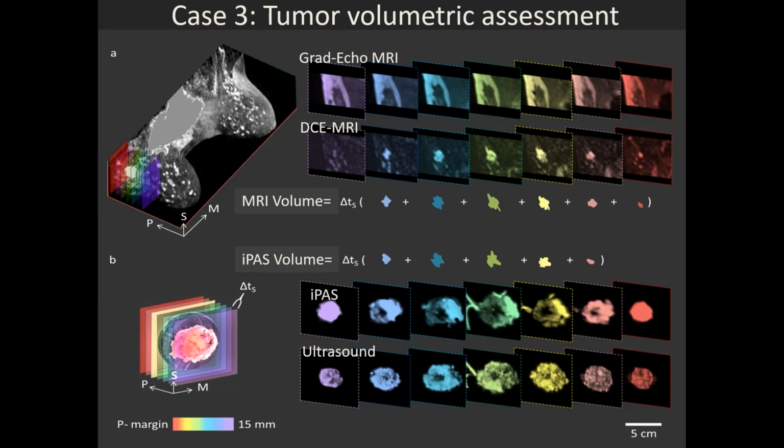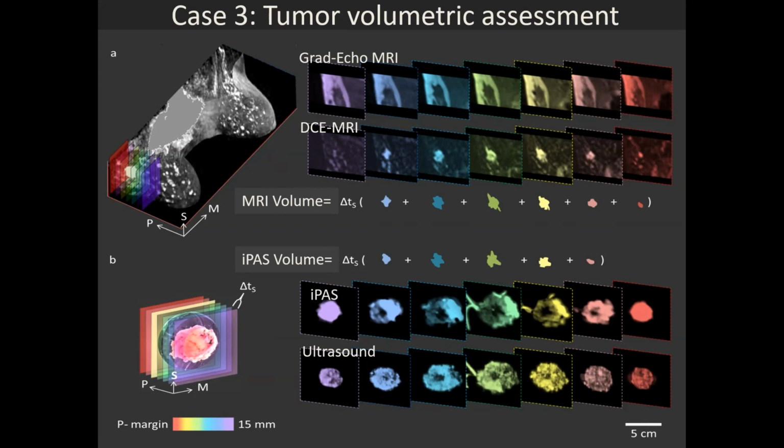This tumor mass is not as easily appreciated in the gradient echo MRI, where it is noticed that the inferior margin is involved with dense fibroglandular tissue, making it difficult to delineate without the contrast enhancement. In the middle of the slide, you can also see the concept of how we calculated the MRI and the iPAS volumes using slice thickness and segmentation. The bottom panel B shows a similar procedure.